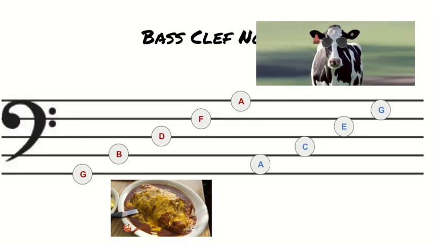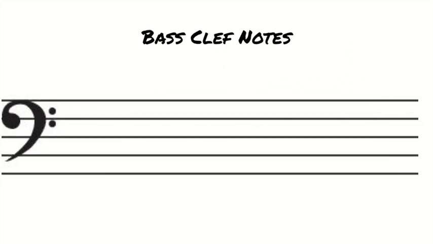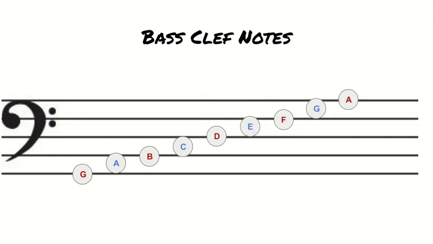And I always like starting with line 1. So we'll start with that G. And we're just going to follow the musical alphabet. So G, A, B, C, D, E, F, G, and A. So that's the musical alphabet. But what happens if we need to go higher or lower?